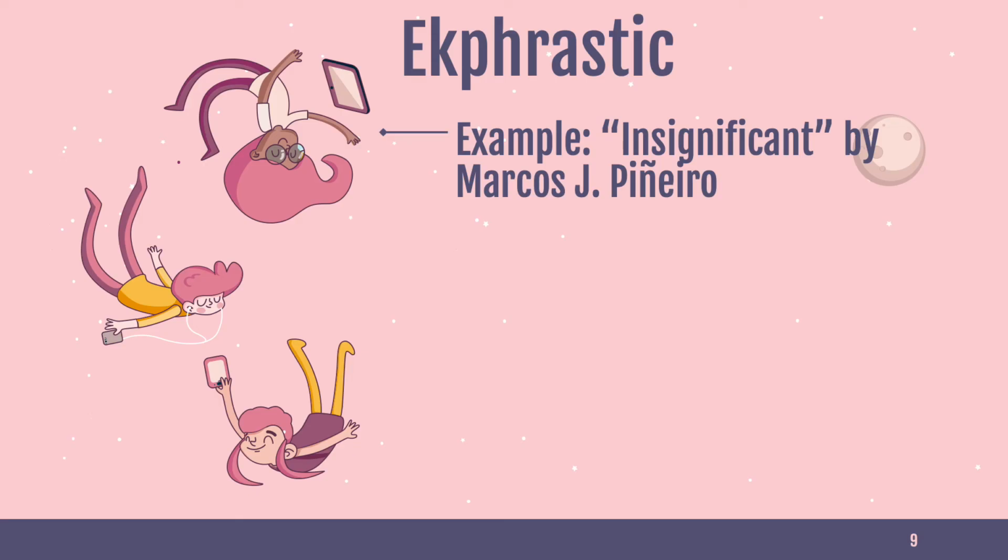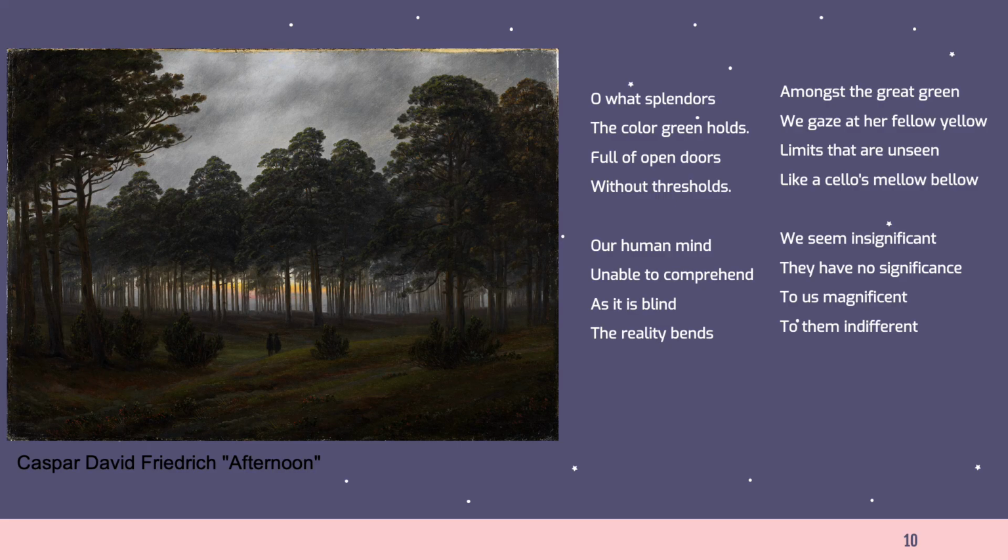So, in order to help you, because you're gonna have to make an effective poem, I made my own poem based on a painting that I really love by Caspar David Friedrich. It's called Afternoon. My poem is titled Insignificant. As you can see, it's a beautiful painting, and I'll read you what I wrote.